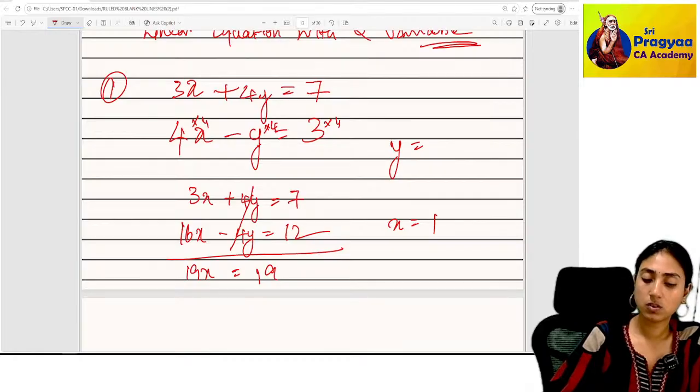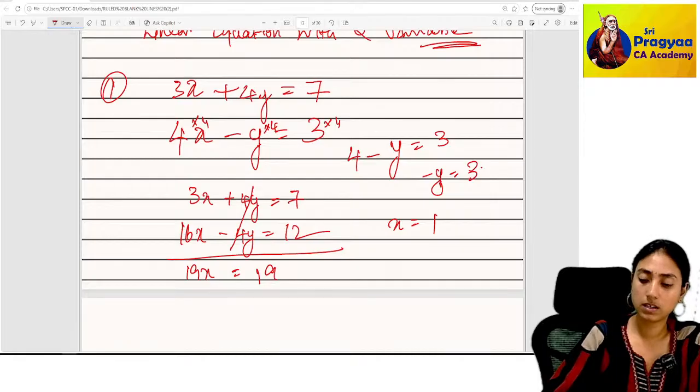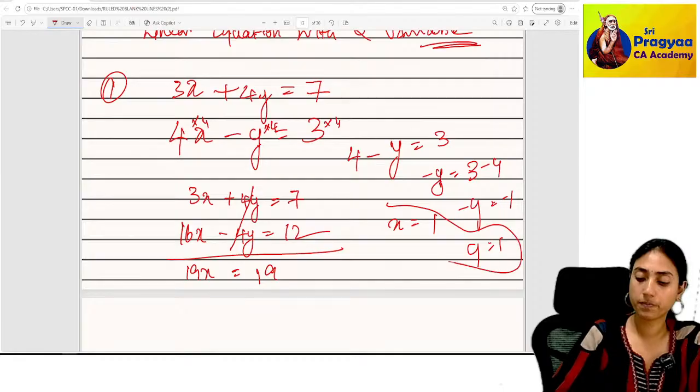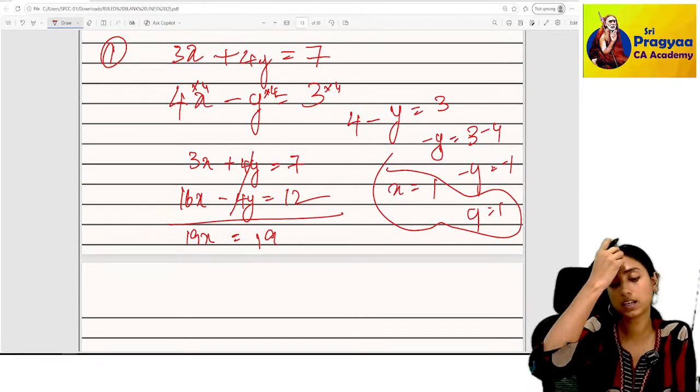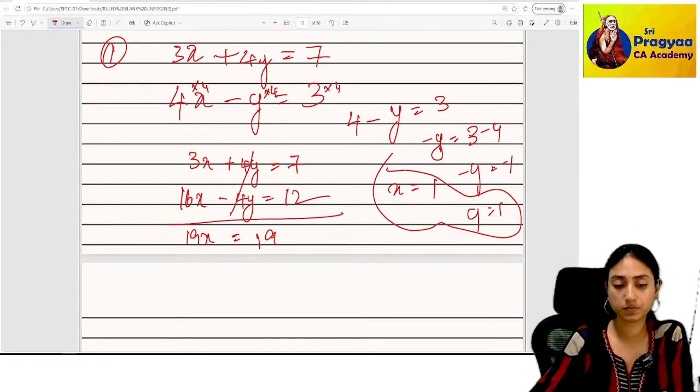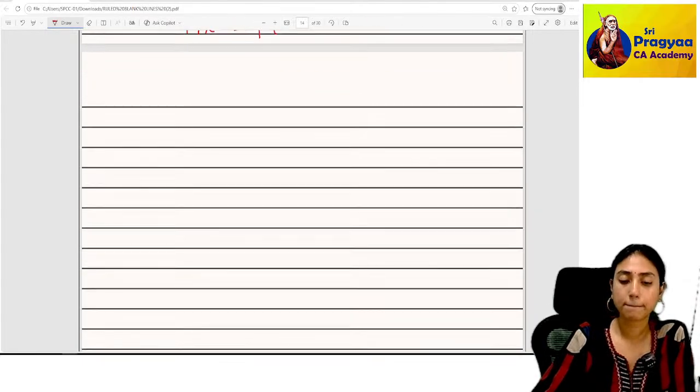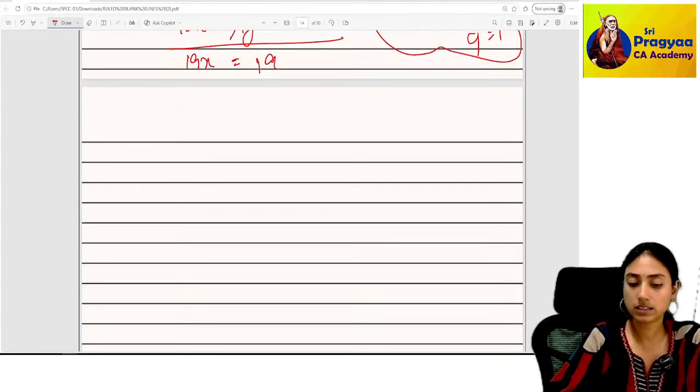So 4 minus y is equal to 3, minus 3 minus 4, y is equal to 1. This is one way of solving it. Okay. Guys, are you with me? Yeah.